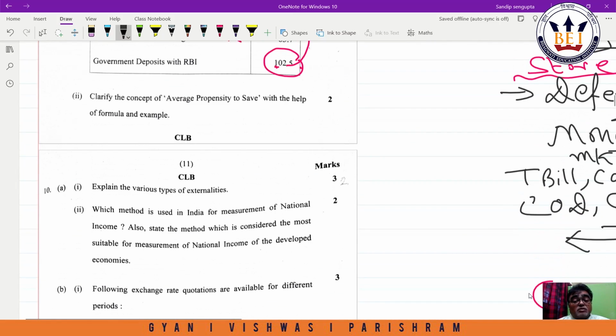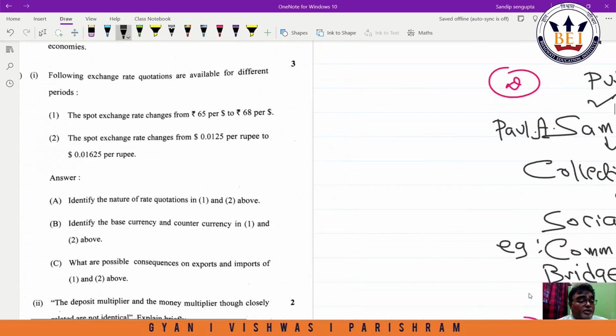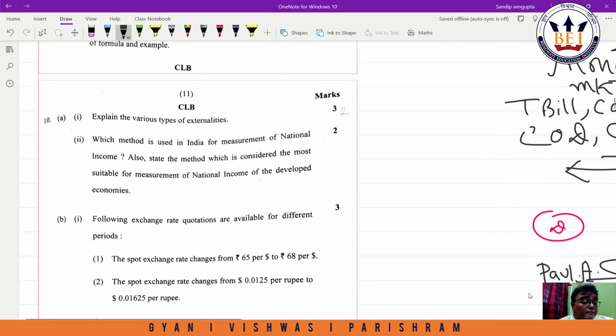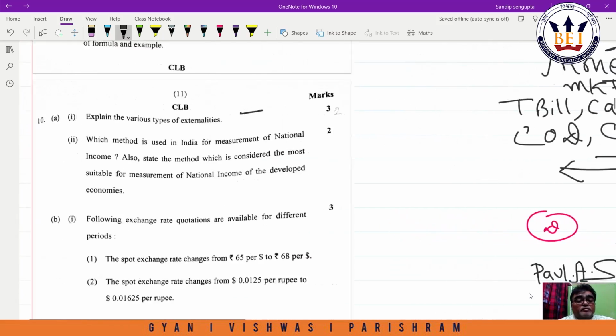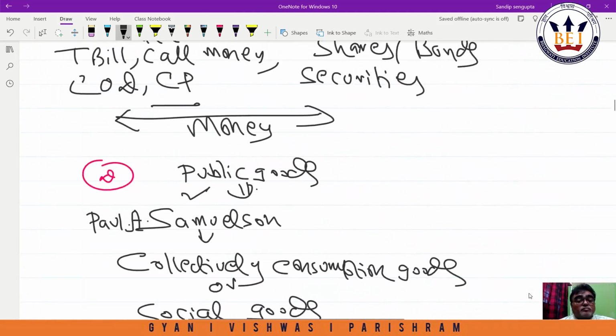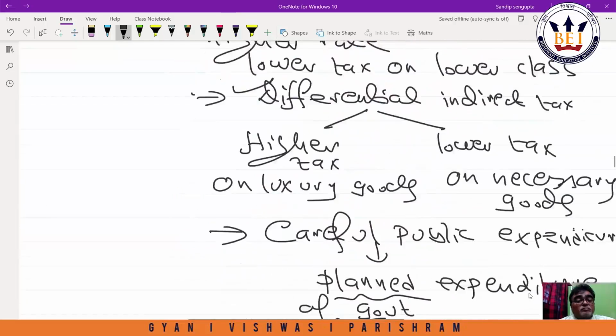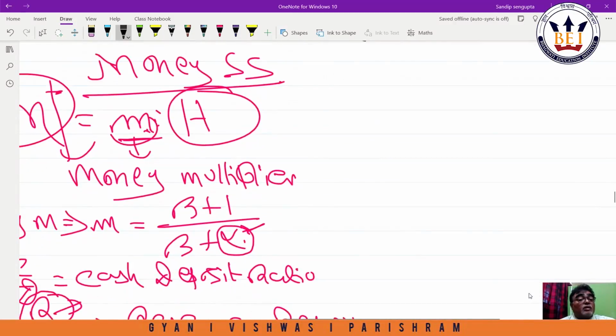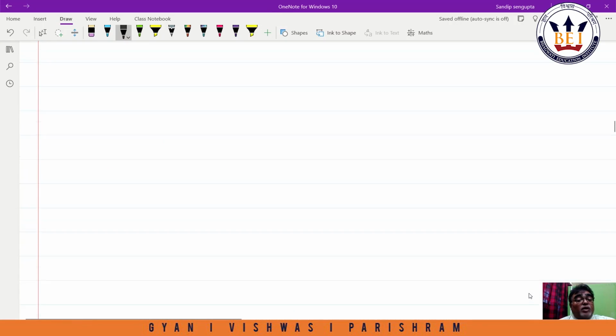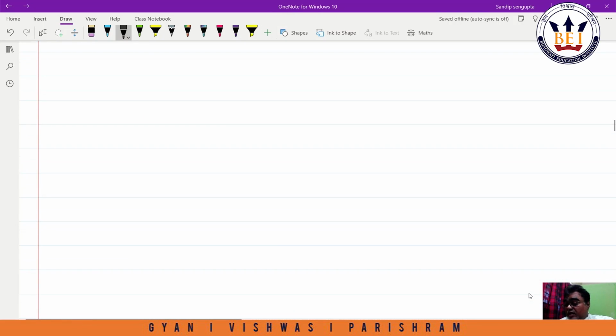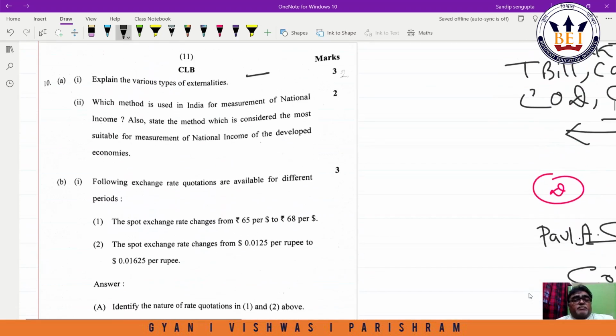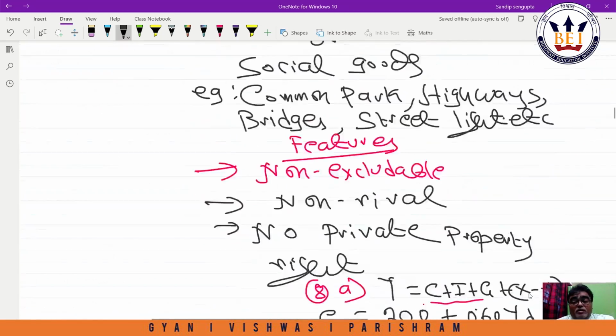So next, 10A1: externalities. Explain the various types of externalities. Look at the question distribution, lovely distribution. This one they have given public finance, this one again national income, they blend that. No portion can be left out. Question number once more, 10B, 10A1.